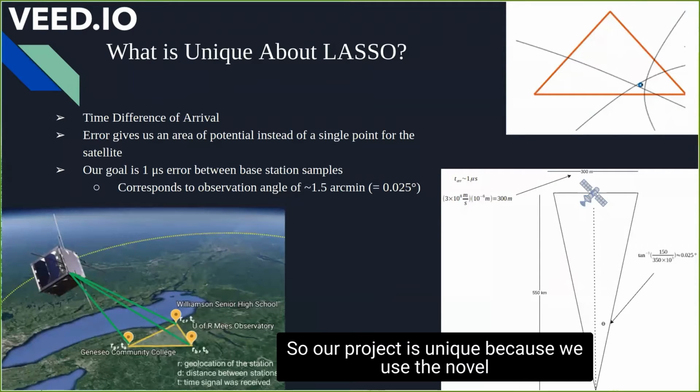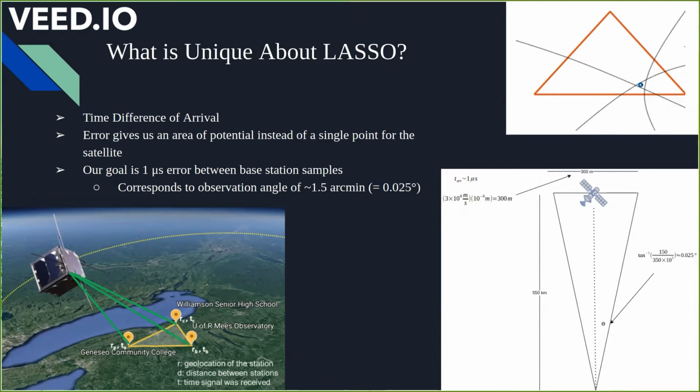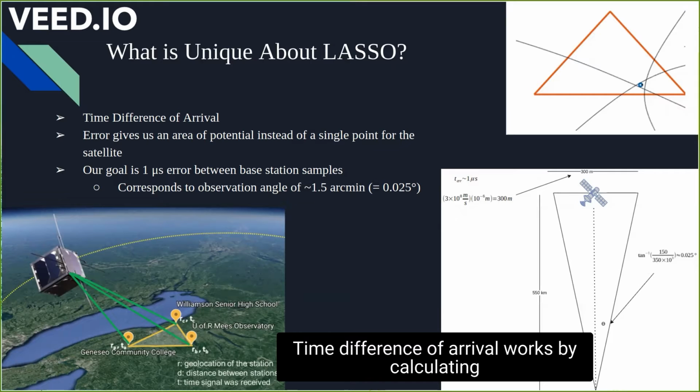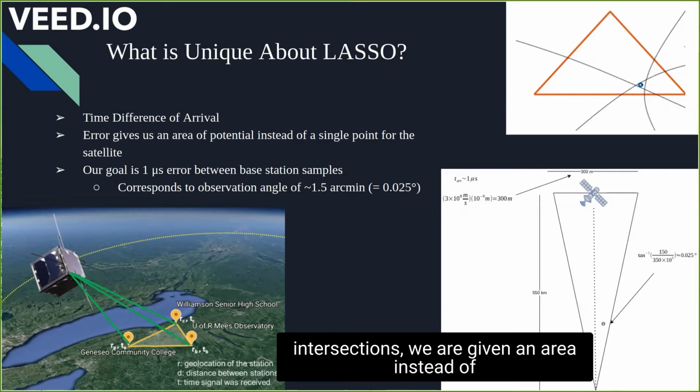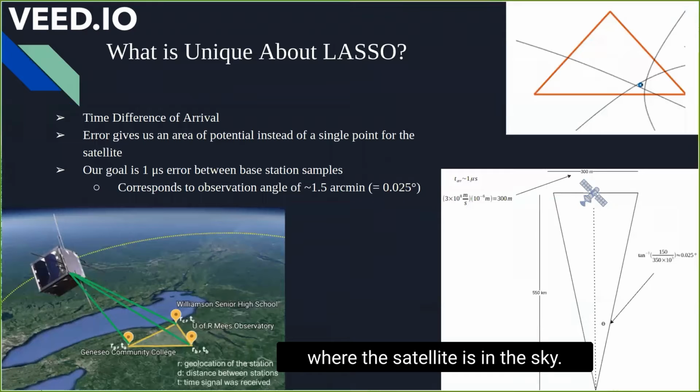So our project is unique because we use the novel idea of time difference of arrival to track a CubeSat. Time difference of arrival works by calculating time delays between pairs of stations. These station pairs form hyperbolas from the delays and find the closest intersection of all the hyperbolas. And due to the error in the hyperbola intersections, we are given an area instead of a single point of location for the satellite. For this project, timing has been a main concern as we need a very low error to calculate where the satellite is in the sky. 1 microsecond of error corresponds to an error of about 300 meters in the sky.